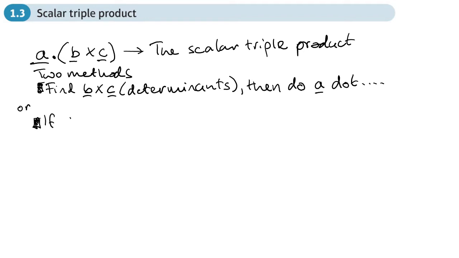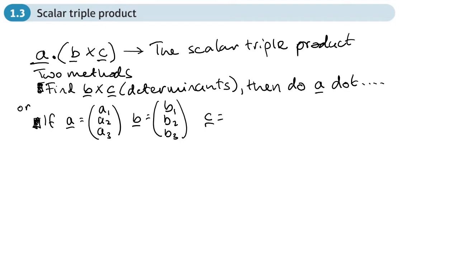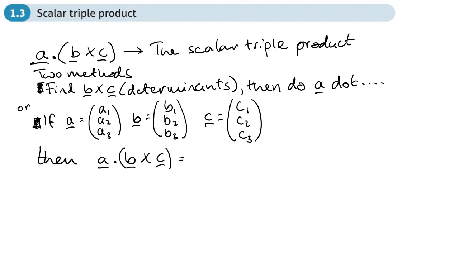So if vector A is A1, A2, A3, B, all the B's, so B1, B2, B3, and C is C1, C2, C3, then another way of doing it, A dot B cross C, is equal to the determinant of the 3 by 3 matrix, where all of the elements are basically each of the vectors. So vector A goes at the top, vector B goes in the second row, and vector C goes at the bottom.